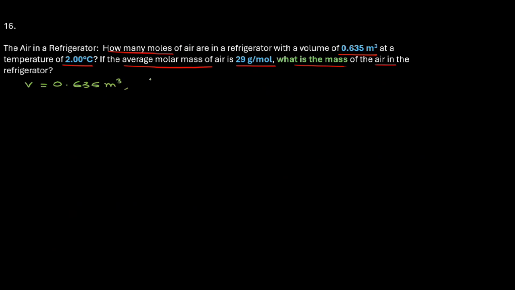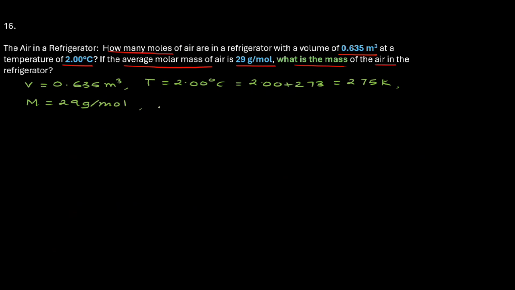Then we have the temperature T, which is 2 degrees Celsius. I will convert this temperature from degrees Celsius to Kelvin. To do this, I have to add 273 to the temperature in degrees Celsius. That gives me the temperature in Kelvin as 275 Kelvin. The molar mass of air, which is capital M, is 29 gram per mole.